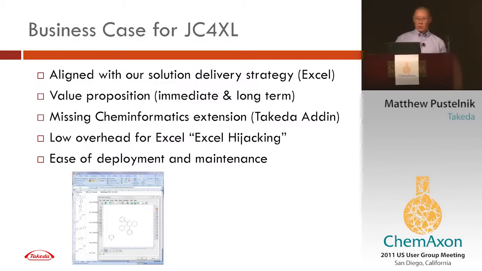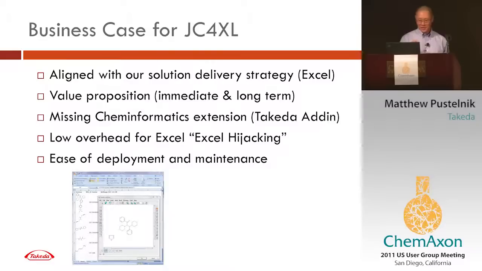So what we looked at in creating a business case for JChem4XL was, does it align with our solution delivery strategy? I think that was a yes for us because we deliver a lot of our solutions through Excel. Is the value proposition immediate and long-term? Meaning that if we deploy JChem4XL, all our users are going to find value in using it. But also, does it fit into a long-term strategy in how we want to provide solutions to our end users?